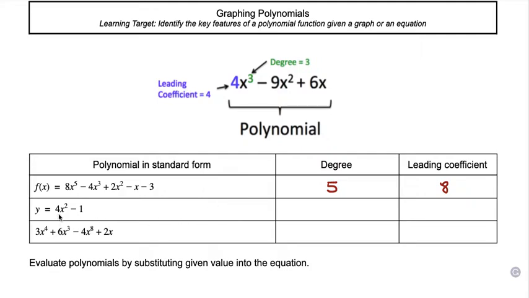The second one here, smaller polynomials, 4x squared minus 1. The leading coefficient of that is a 4, and the degree is a 2, right? Because it comes from the exponent. Right? Take a look at this one here. This one here is not written in standard form. So let's rewrite this one in standard form first of all. Okay, so rewrite in standard form.